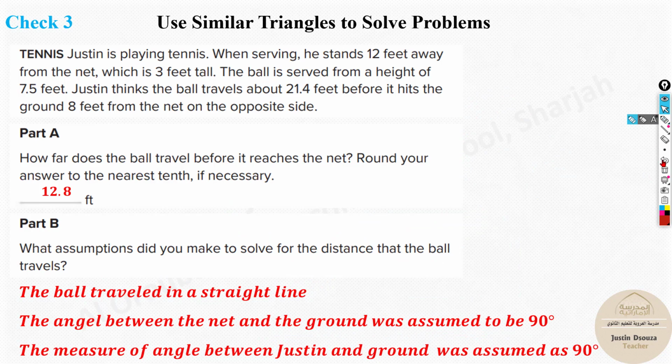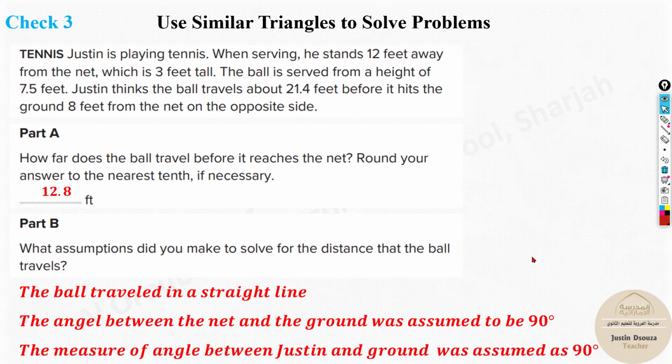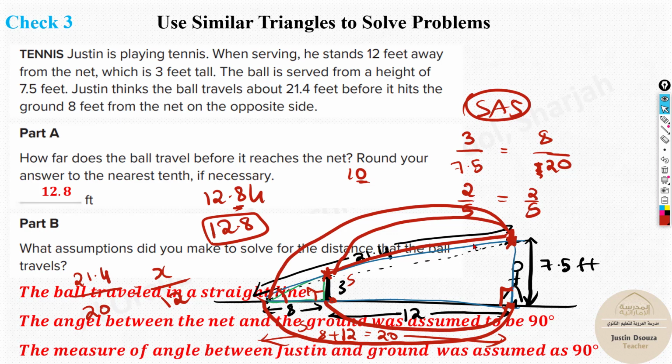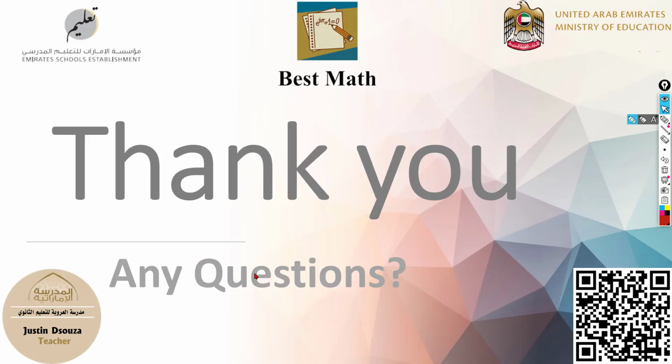And also, where Justin is standing here, I said he is standing upright, so that also means 90 degrees, right? So these are a few of the assumptions we made. The ball travels straight, so it didn't curve or anything. Sometimes, if there is air force, air pressure and so on, it might curve, but we didn't assume any of those. We thought it's just going straight and these two are 90 degrees. So that's about the assumptions.